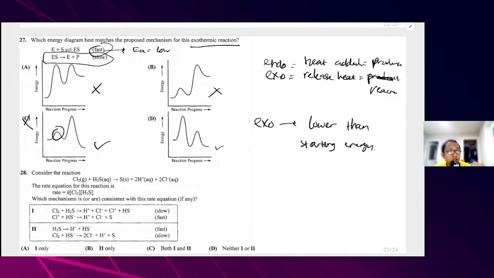Imagine that we are like a hiker at the top of a mountain. The products are down in a warm valley. The hiker goes downhill and drops energy along the way. I don't understand why. How to memorize that exothermic means lower final energy?